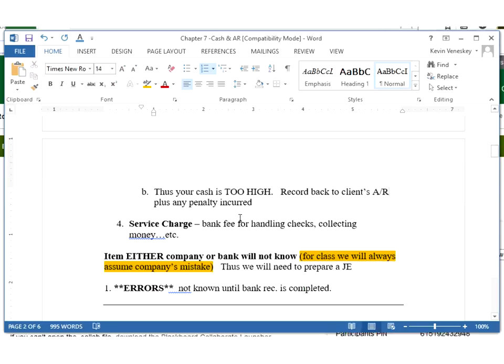And then the last thing that could go either way, but for our sake, we're always going to assume that it's the company's mistake, is an error. If there's an error, we're going to assume, even though it doesn't happen like this in the real world, but to make sure nobody's confused, we're going to assume it's our mistake. And how are we going to correct it? Using the bank reconciliation and then in our journal entries.